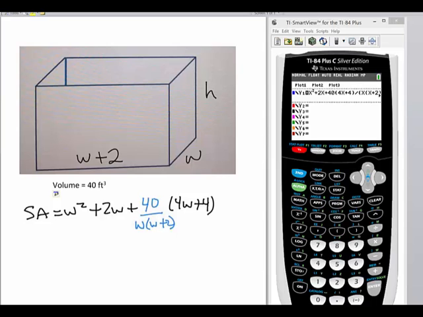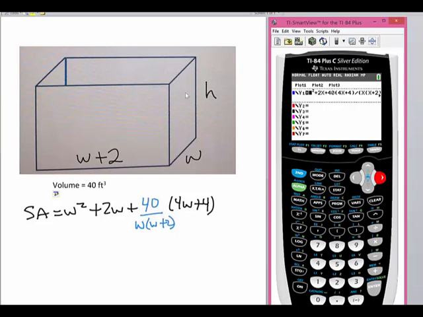And again, there's no work, but what we have here is a surface area formula given the fact that the volume was 40 cubic feet. And what we're going to do is type this surface area formula into our graphing calculator. Notice instead of w squared, I have x squared. But I'm going to go ahead and scroll through this. I've already typed it in, so you can see the full function there.